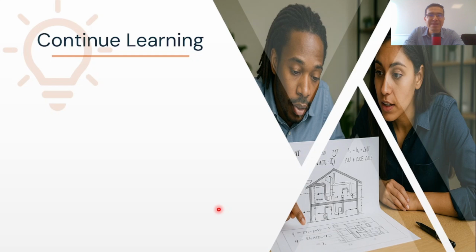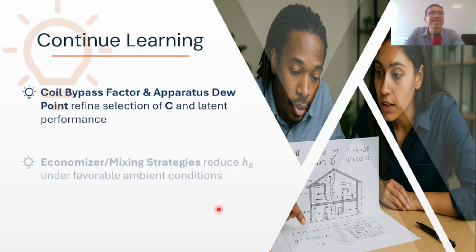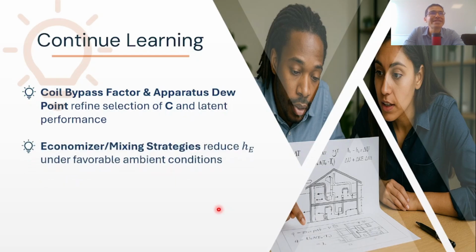To conclude our discussion, let's look at some key concepts that belong to what we learned, offering ways to continue learning about HVAC optimizations. And I invite you to continue learning about HVAC and looking at these concepts. So to deepen your toolkit, study coil bypass factor and apparatus dew point. These concepts refine how we choose the coil exit to achieve that dehumidification without excessive energy use. You could also explore economizers and mixing strategies. This is to use outdoor air fraction to lower the enthalpy of the air mix.